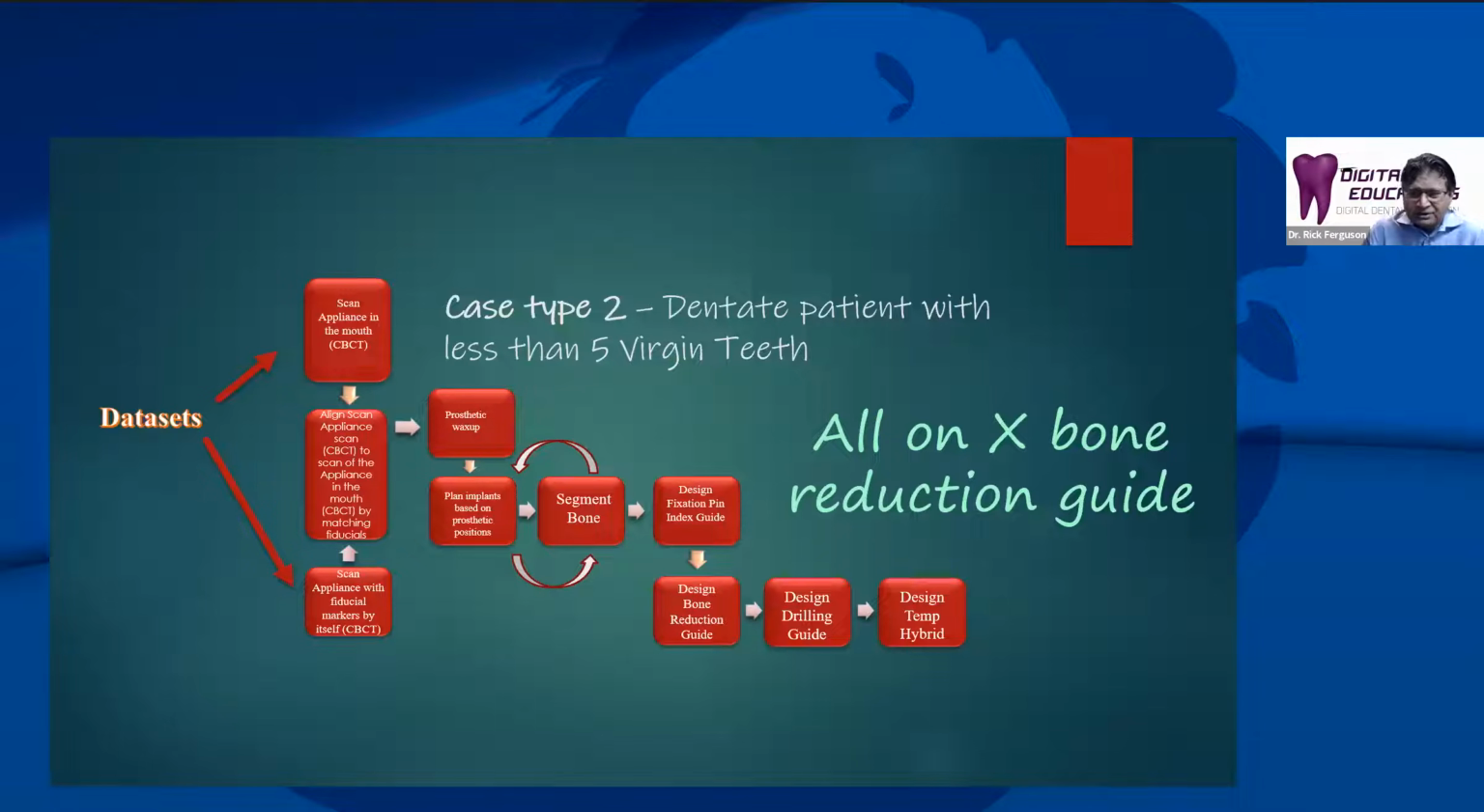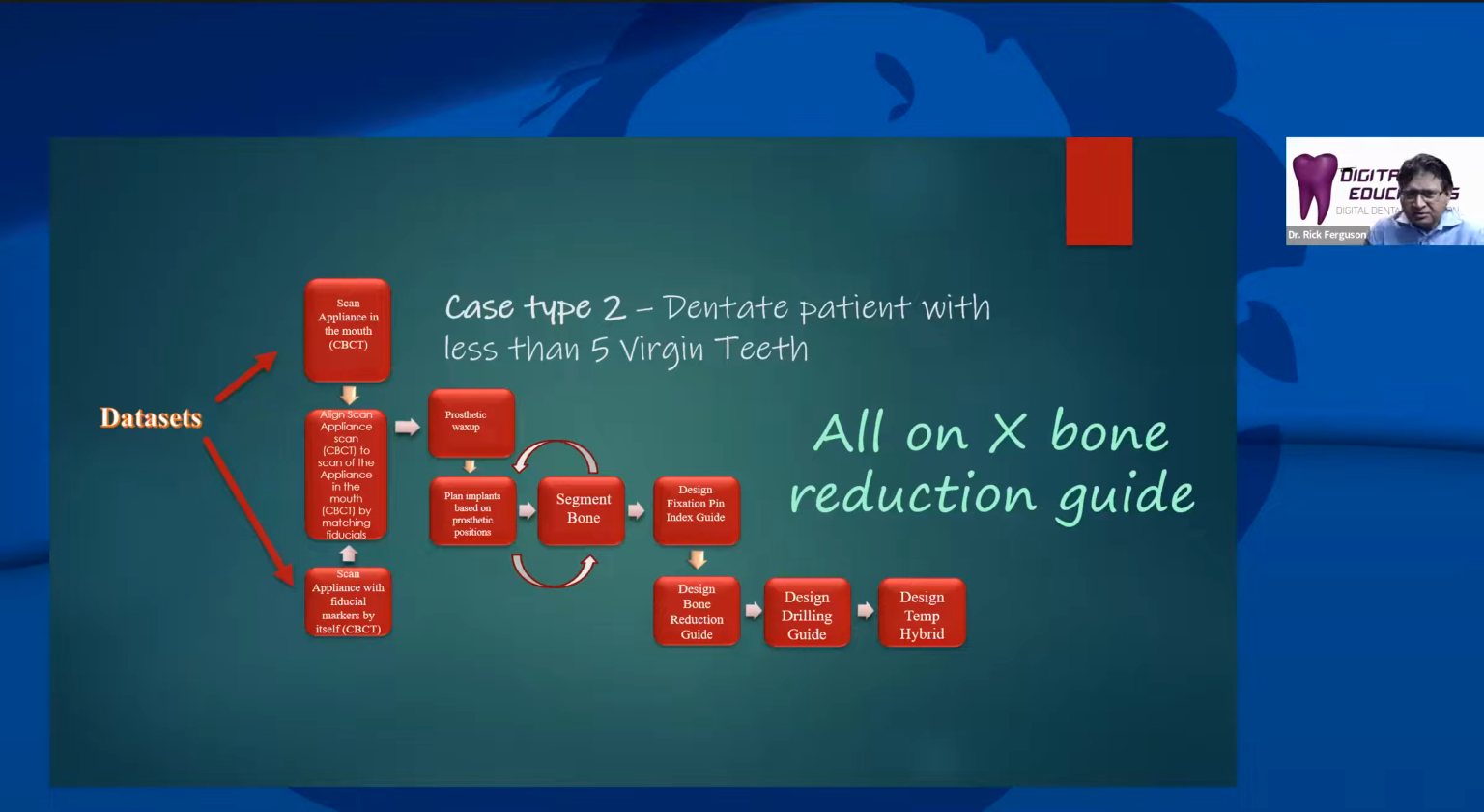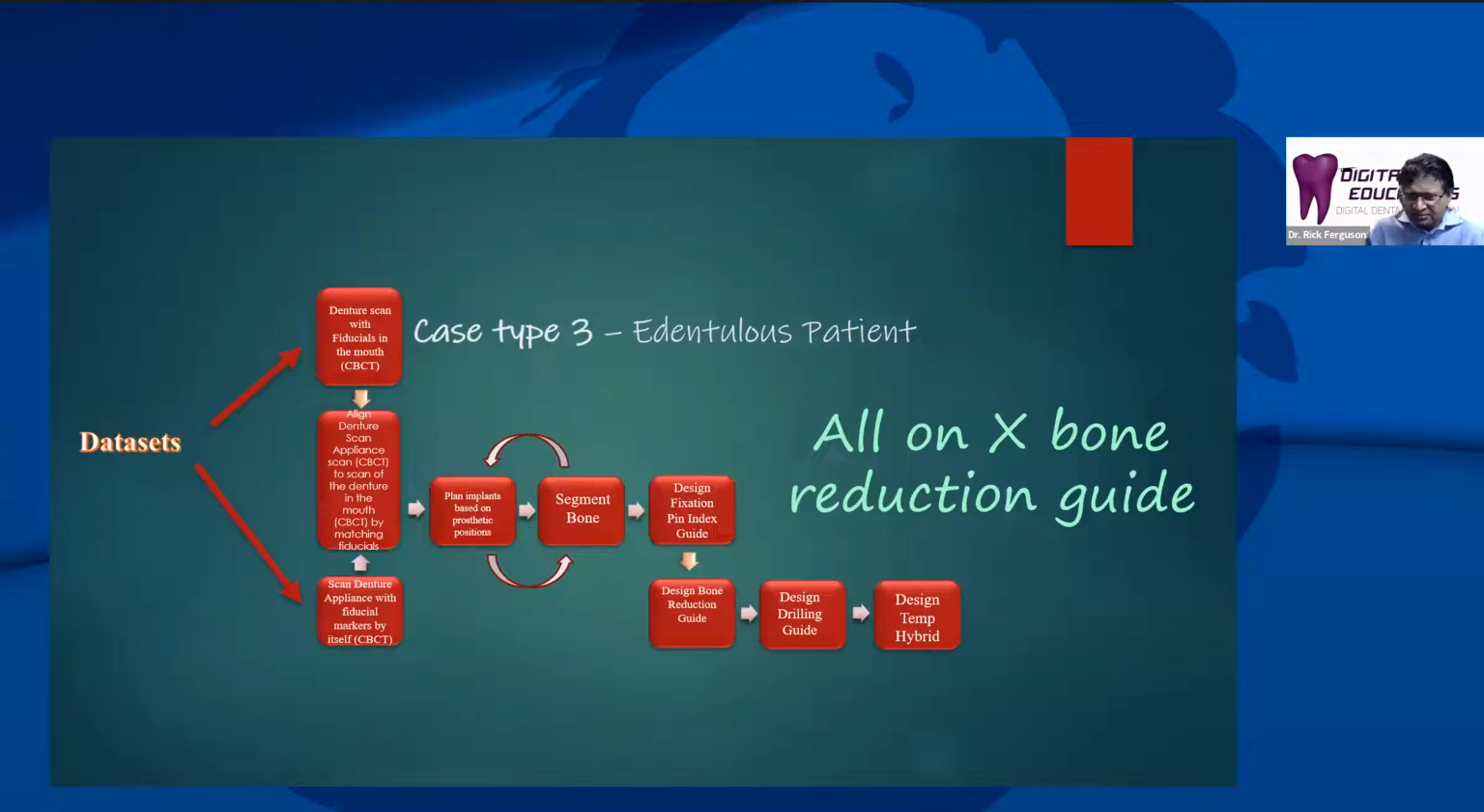So, we have a service that does that for you, such as Lab Pronto. They can do just that part for you if you want, which is typically what we're doing. We're designing most of our own guides in-house, but the bone segmentation is still a little bit of a challenge. It is time consuming. In some cases, it can take me up to an hour if I sit down and do it. Some cases are easier, depending on the bone density and what's there. But that's something that we have outsourced. And then case type 3 is the edentulous patient. And again, this is the patient that has a denture, and we're using the denture as a scan appliance.